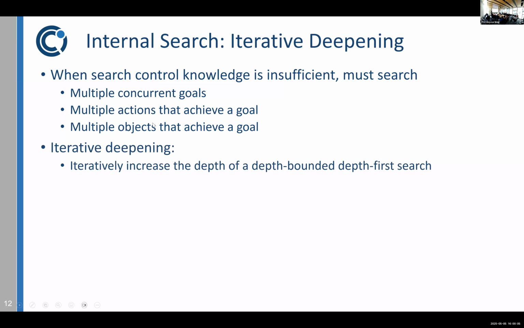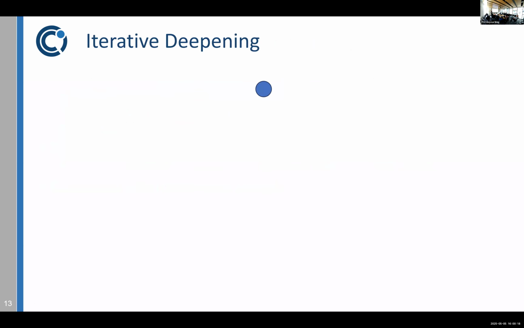So we use iterative deepening. Iterative deepening means iteratively increasing the depth of a depth-bounded depth-first search. So it looks like breadth-first search, but you do one depth, then two depths. Oh, you don't even have to imagine it, I'm going to show you. And it is compatible with means ends analysis.